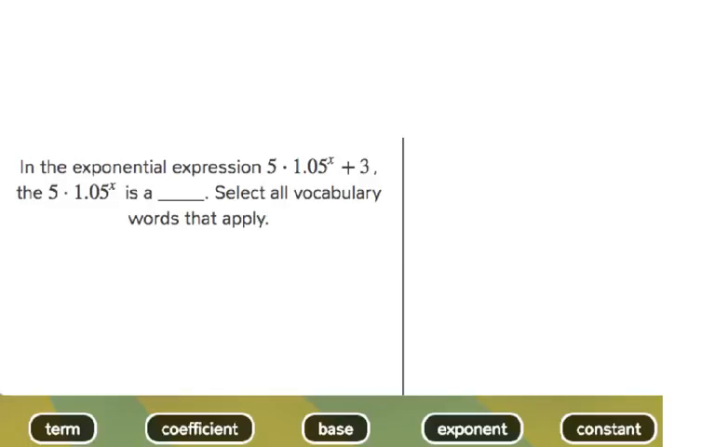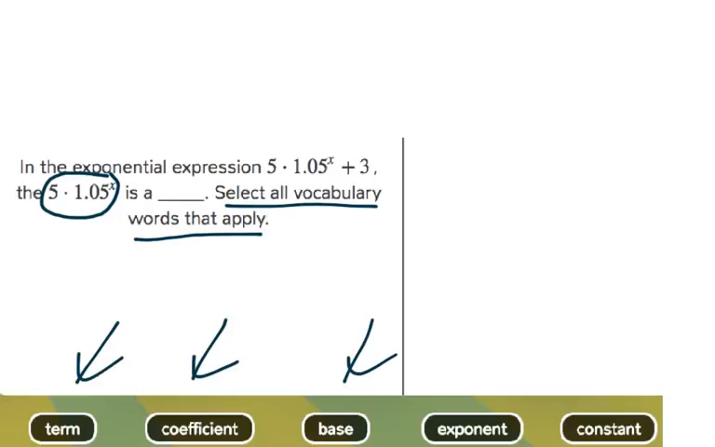The question here is asking us what this 5 times 1.05 to the power of x is in relation to the rest of the expression. They also want us to select all vocabulary words that apply, so be careful making sure you get all of them. The key here is to know what each of these answer choices at the bottom means. So let's go through each of these very quickly.